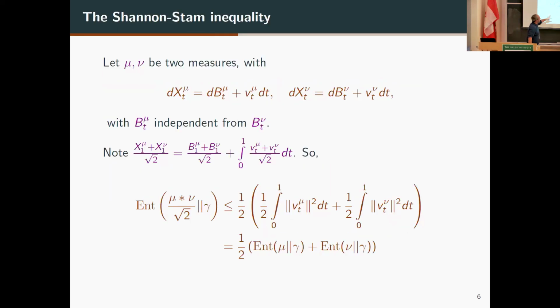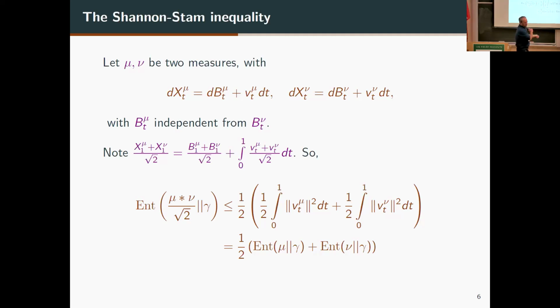Right, so you get this inequality between entropies, and this is the Shannon-Stam inequality, or the entropy power inequality, right? Which tells you that convolution can only reduce entropy. You cannot create more info. Well, can only reduce relative entropy. Okay.